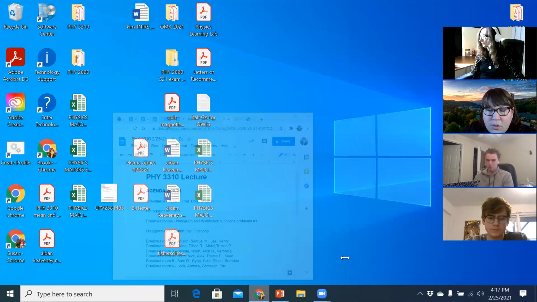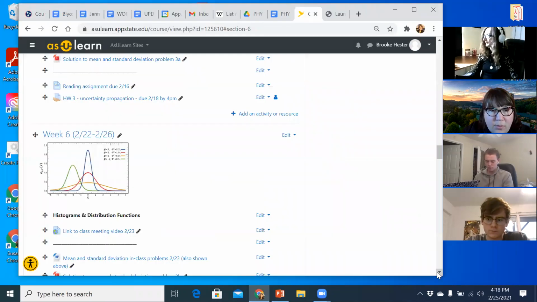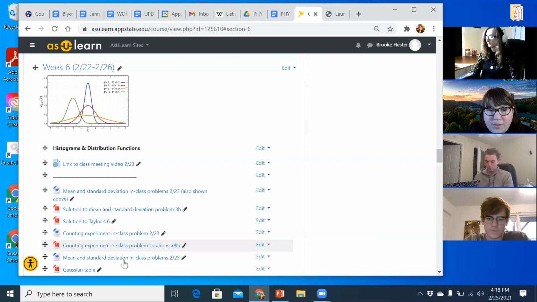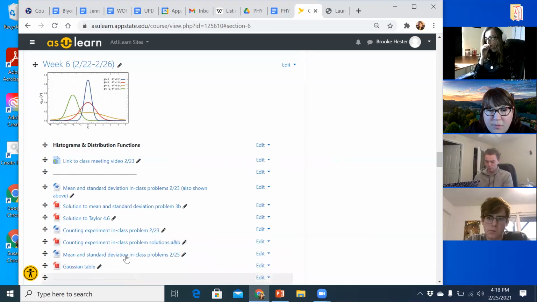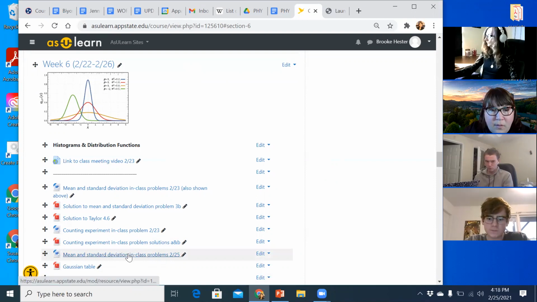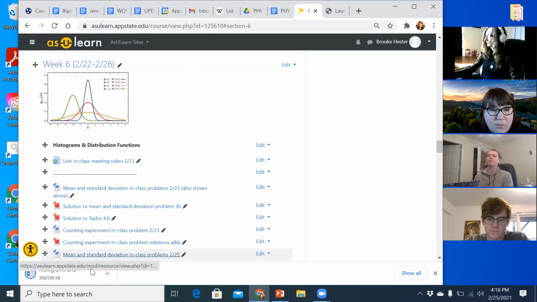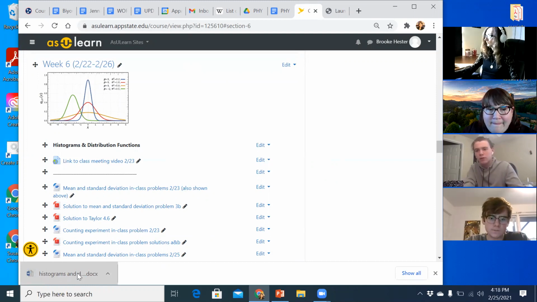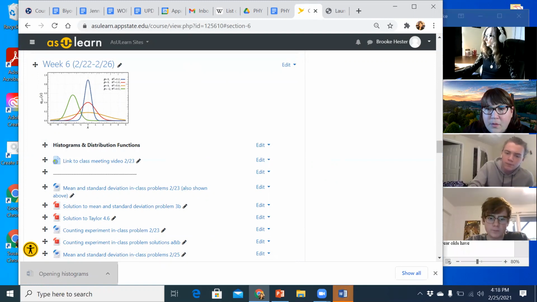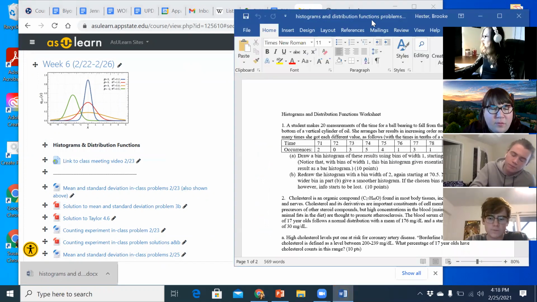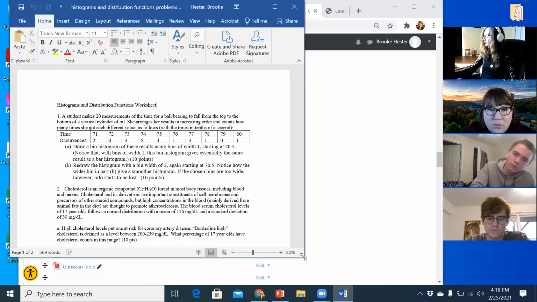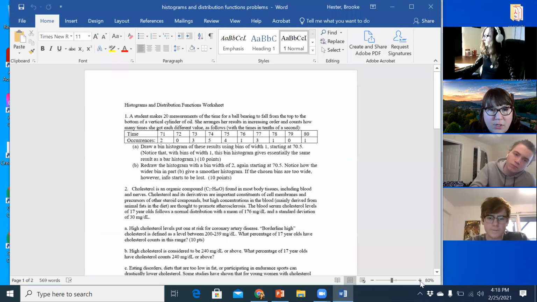Okay, so we're going to look at, on week 6 here, there's this mean and standard deviation in class problems link for 225 for today. I would like you to go to your breakout rooms and please just do number 1 from that Word document. So it's an example of making some histograms. I'll put that up on my screen so you can get started on it. And then we'll go into breakout rooms.